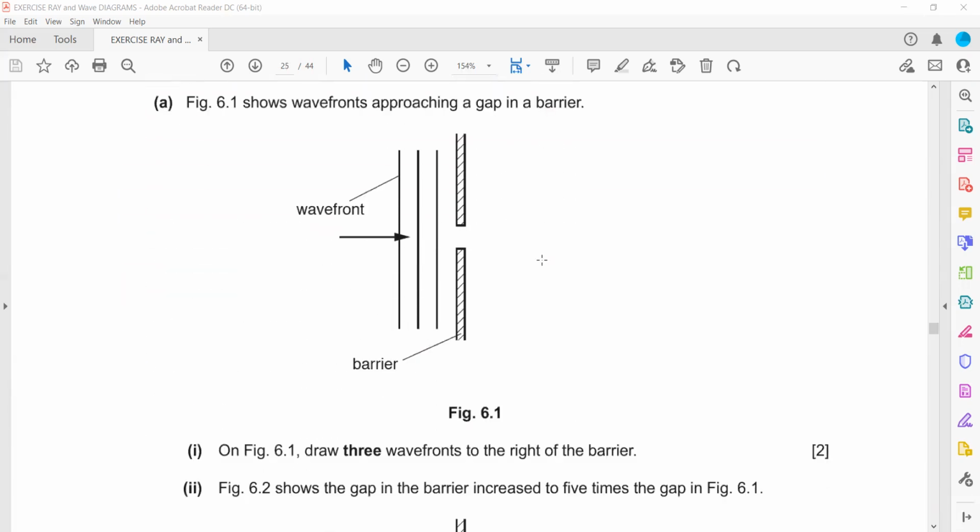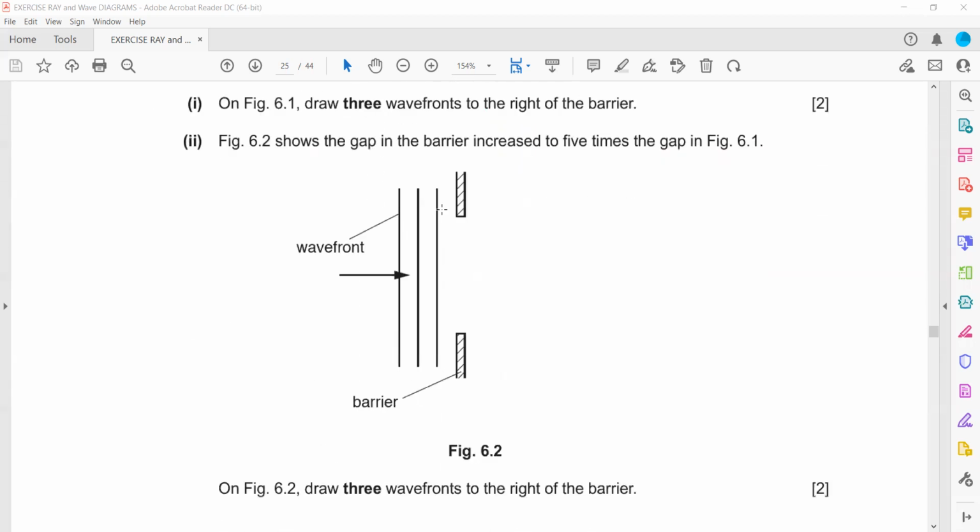Figure 6.1 shows a wavefront approaching a gap. So again, what you have to do is check the measurement, use the ruler, this wavelength and the gap. It appears the same. So if it is the same, you will show maximum diffraction. Draw three different wavefronts. So one maximum diffraction we have to show. So 1, 2, 3. Then figure 6.2 shows the gap is increased 5 times. The next image. So this gap is increased 5 times.